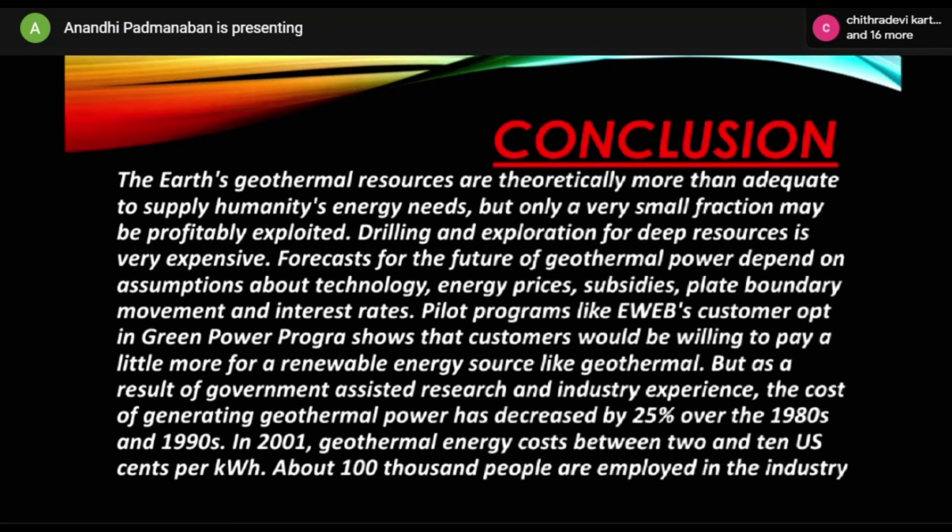Pilot programs like EWEB's Customer Opt-in Green Power Program show that customers would be willing to pay a little more for a renewable energy source like geothermal. But as a result of government assisted research and industry experience, the cost of generating geothermal power has decreased by 25% over the 1980s and 1990s. In 2001, geothermal energy cost between 2 and 10 US cents per kilowatt hour. About 100,000 people are employed in the industry.